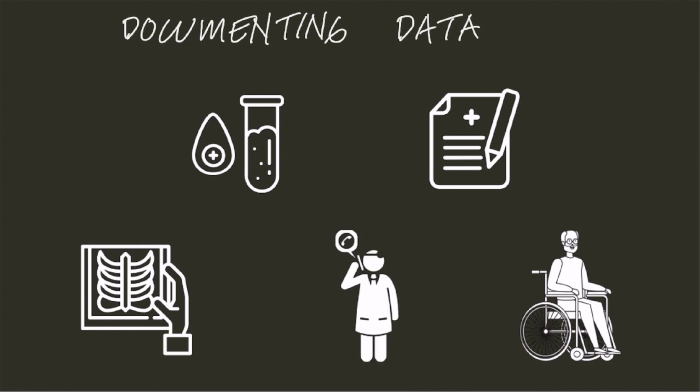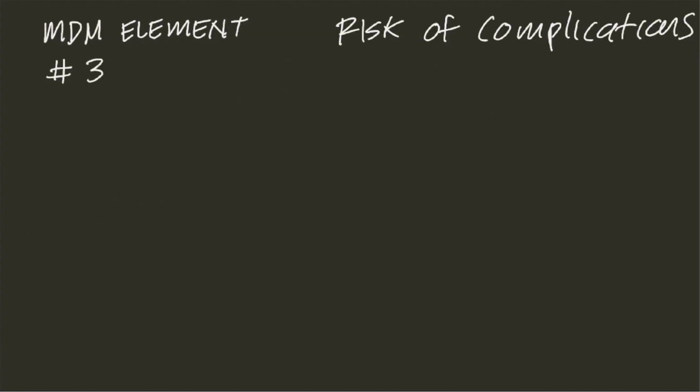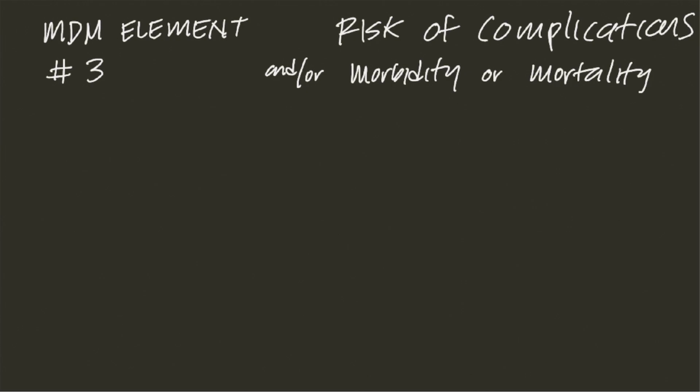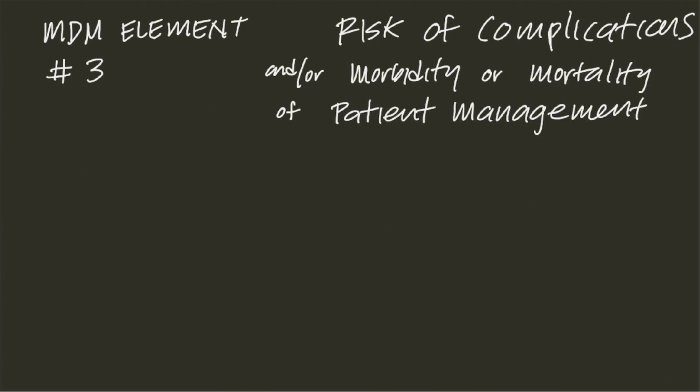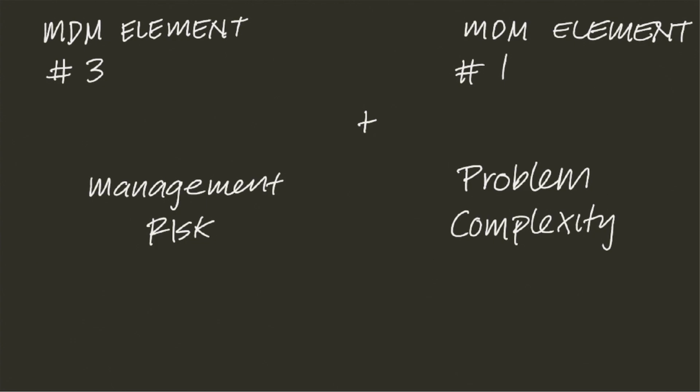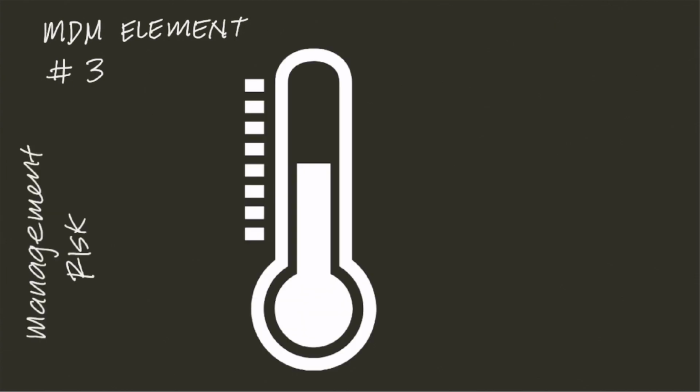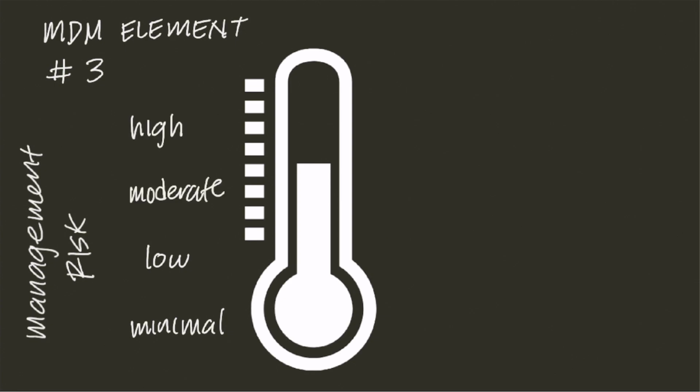Medical decision-making element number 3. Risk of complications and/or morbidity or mortality of patient management. This element, in combination with the problem number or complexity, is usually the de facto duo used to calculate the medical decision-making level. The element has 4 levels: minimal, low, moderate, and high. Each element has a direct correlation to the degree of risk of morbidity from additional diagnostic testing or treatment.